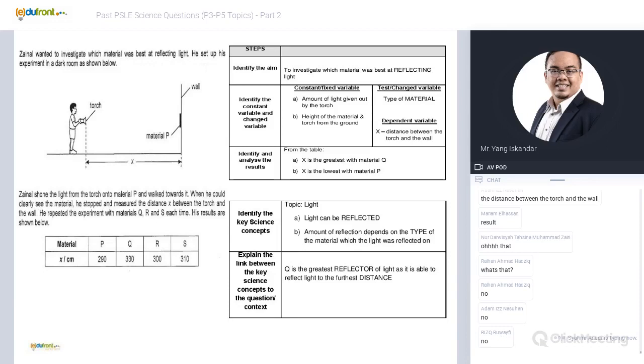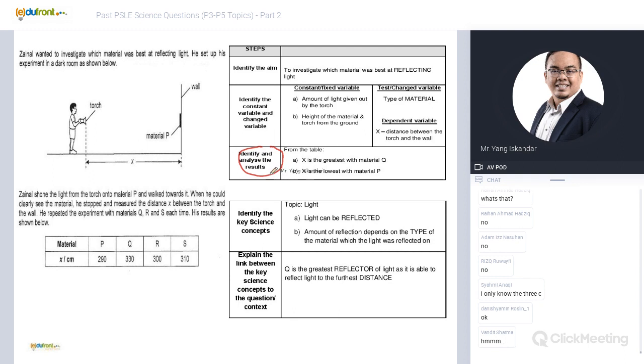Number 1, you see any experiment question, first and foremost, identify the aim. Secondly, identify the constant variable and the change variable. Constant variable is also called the fixed variable. And change variable, remember, there can only be one change variable. Third, after you identify the change variable and the fixed variable, you must identify and analyze the results, right? So the result of the experiment is given in this table. Sometimes they give it in the form of a graph.